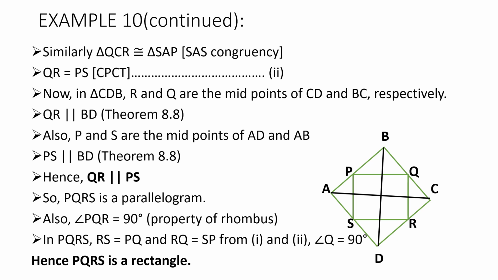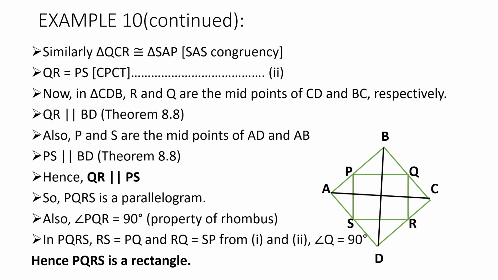Similarly, P and S are midpoints of AD and AB. So again by Theorem 8.8, PS will be parallel to BD. QR is parallel to BD, PS is parallel to BD. So QR and PS will also be parallel. So hence what we have shown is QR is parallel to PS. Now PQRS is a parallelogram.